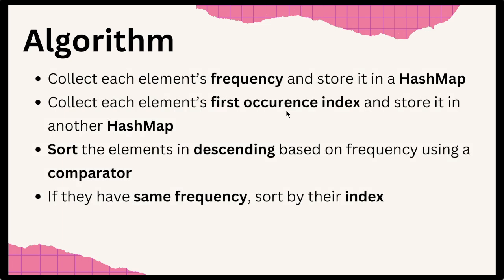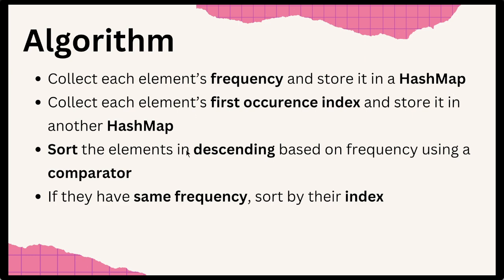Hash map. Okay, we'll take two hash maps. One hash map will store the element's frequency. This hash map will store elements in key-value pairs, right? So it will store keys and values. The key is going to be the element and the value is going to be its frequency. What is frequency? Frequency is the count of that particular element.